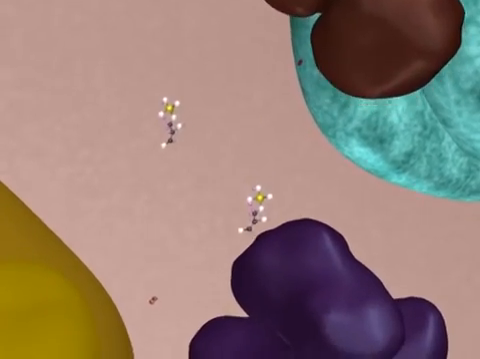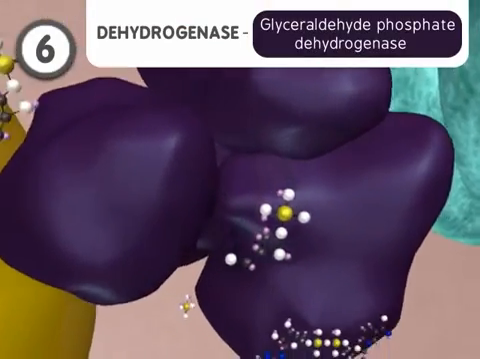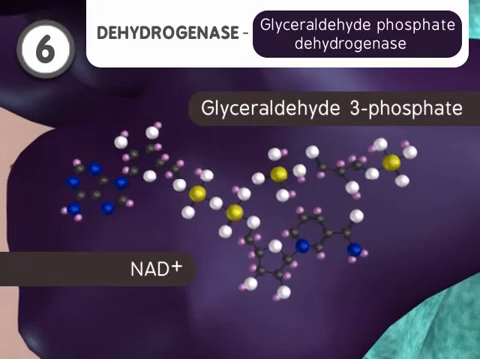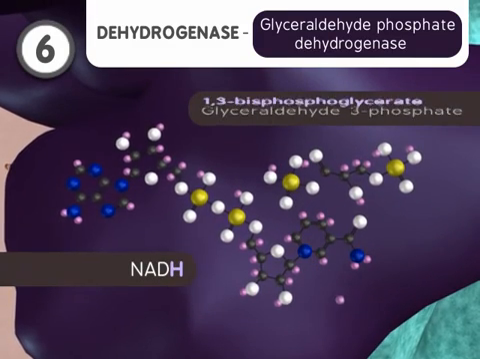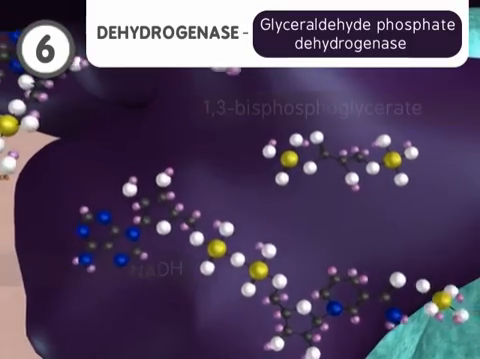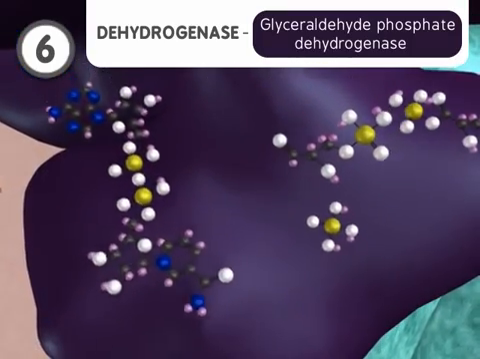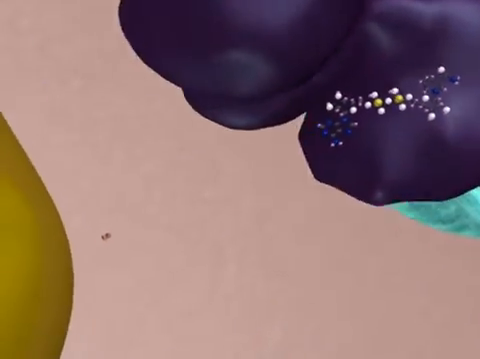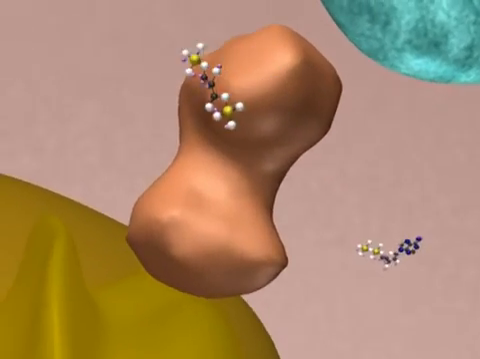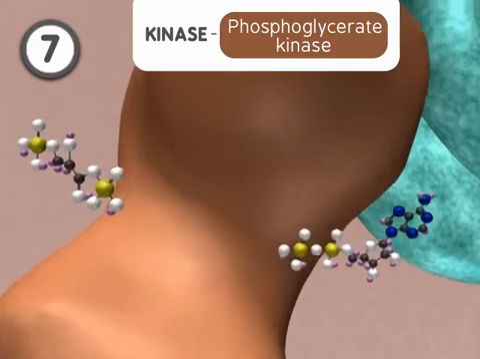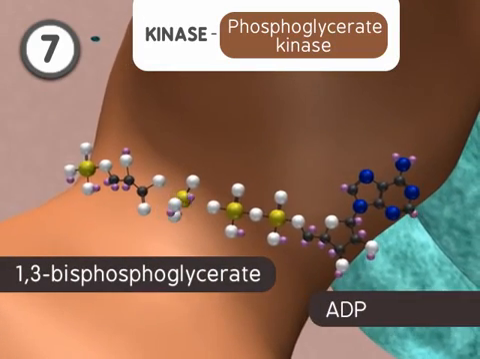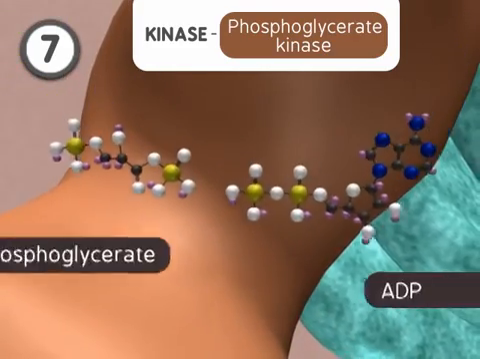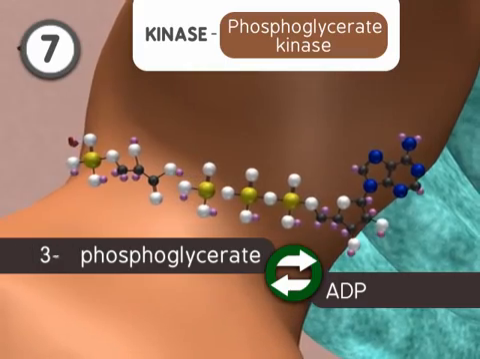In step 6, both glyceraldehyde 3-phosphates are oxidized to 1,3-bisphosphoglycerate by a dehydrogenase. This step produces one NADH for each oxidized glyceraldehyde 3-phosphate, for a total of 2 NADHs. These NADHs are later used to produce more ATP for the cell. In step 7, a kinase transfers a phosphate from 1,3-bisphosphoglycerate to ADP to form ATP and 3-phosphoglycerate. This step is reversible even though ATP is formed.